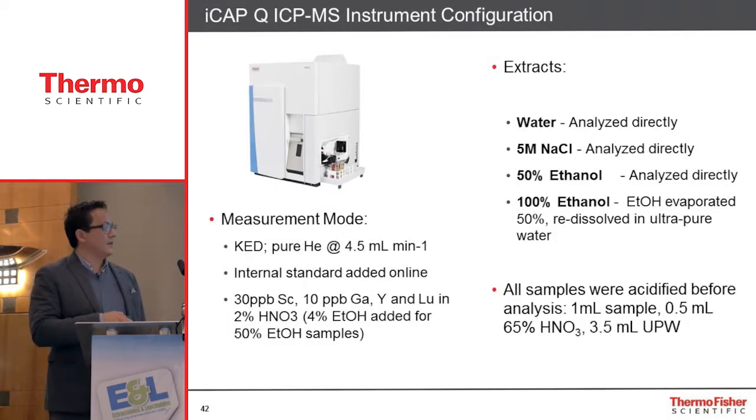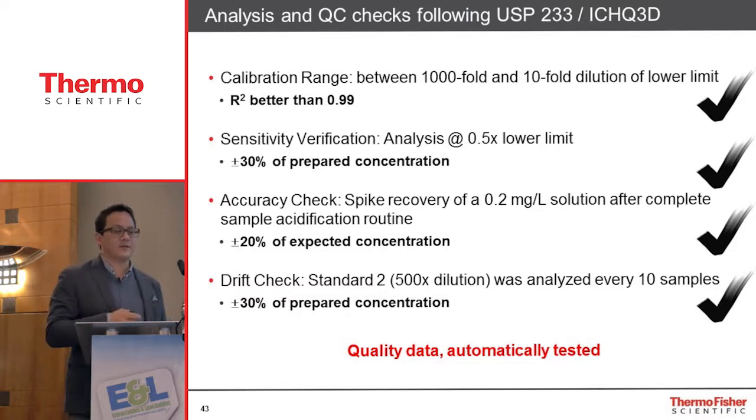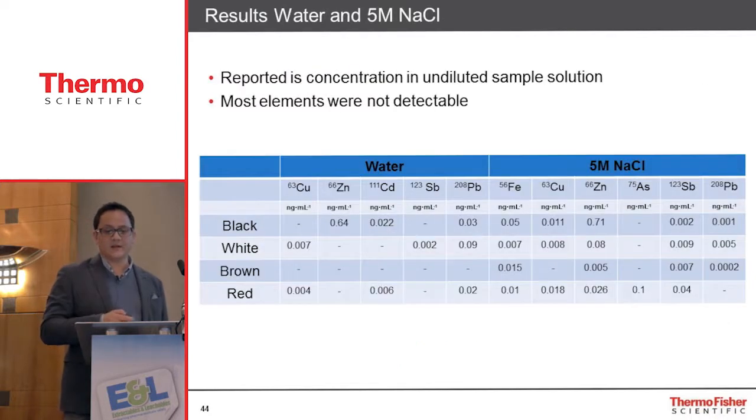We analysed these just by direct infusion. The 100% organic extracts we partially evaporated and made up with ultra-pure water. They were all acidified before analysis. In the analysis itself, all of the QA/QC checks are automated within a sample list, so there's no user intervention. It's a press a button and go. It tests all of your calibration range, the linear dynamic range, the sensitivity verification, the accuracy check, and it also monitors drift across the day to ensure that all of the QC criteria are reported for the data.